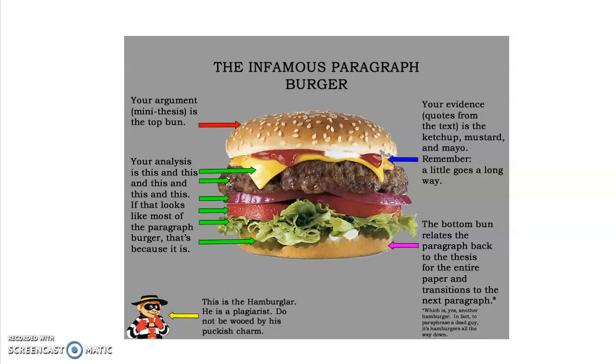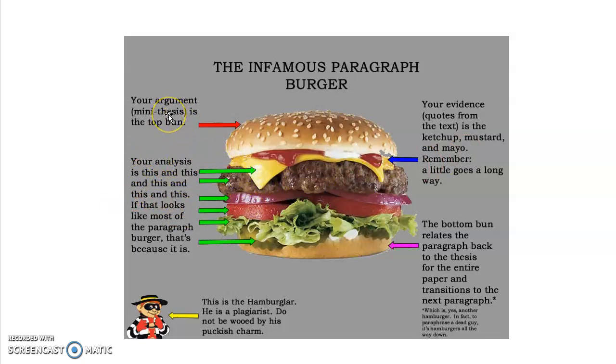If you notice on the right-hand side, it says your evidence, quotes, is all the kind of fixings that go on top of the burger. Your analysis is the meatier part. That's what should take the most time. You draw quotes to establish that, yes, this is what the text is talking about, to work with particular language. But what we're all really here for is your analysis, right?